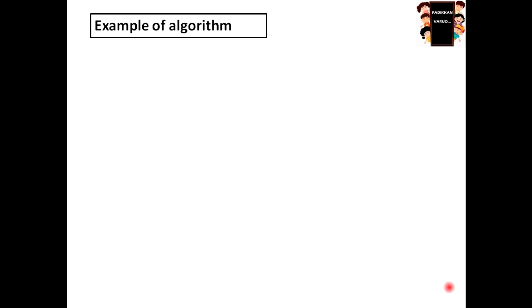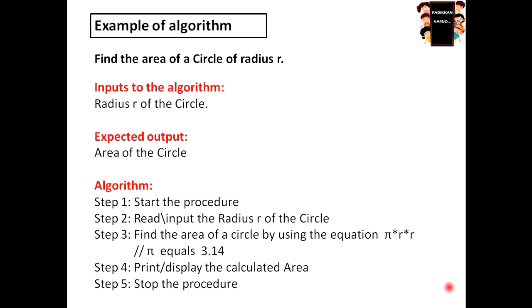So in the next slide, we can see a real-life example of an algorithm. We are facing a problem: we have to find the area of a circle, and we have input a radius and stored it in a variable named r. So the input to the algorithm is the radius r of the circle. We definitely need the radius in order to find the area of a circle, and we are expecting the output, that is the area of the circle. So we have to calculate the area with the help of some equations.